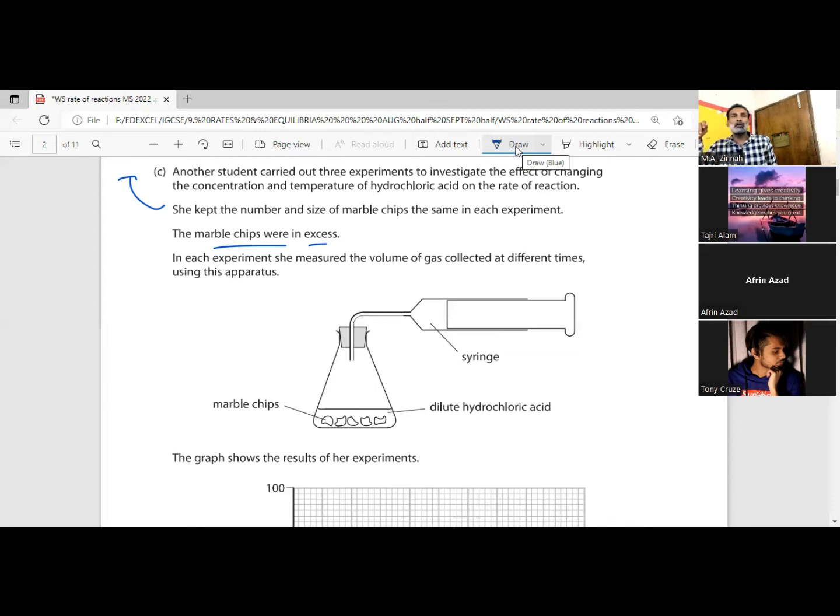The amount of product never depends on the excess reactant. Never depends on the excess reactants. So marble chips here excess. তাহলে এর উপর product depend করবে না. It depends on the acid. That's another reactant. বুঝে গিয়েছে? If another reactant is more or less, product will vary or change. Understand? Another reactant, acid যদি কম বা বেশি হয়, প্রোডাক্টও কম বেশি হবে। That's a limiting reactant.